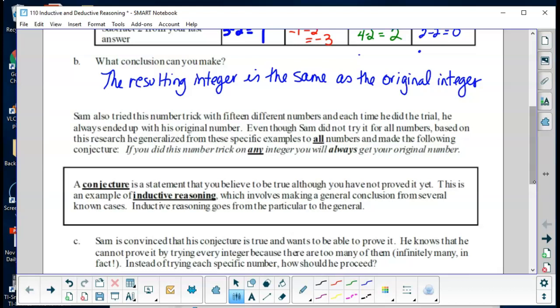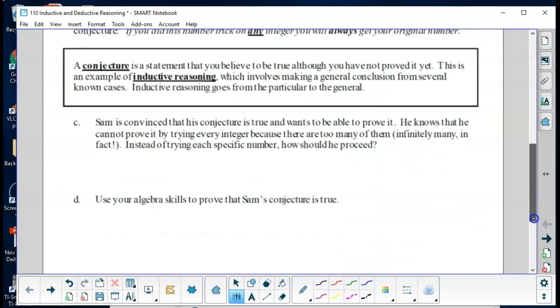The definition: a conjecture is a statement that you believe to be true, although you have not yet proved it. This is an example of inductive reasoning, which involves making a general conclusion from several known cases. Inductive reasoning goes from the particular to the general. Basically, inductive is you're looking at a whole bunch of trials, a whole bunch of examples to come up with a conjecture. Then you're going to want to prove it.